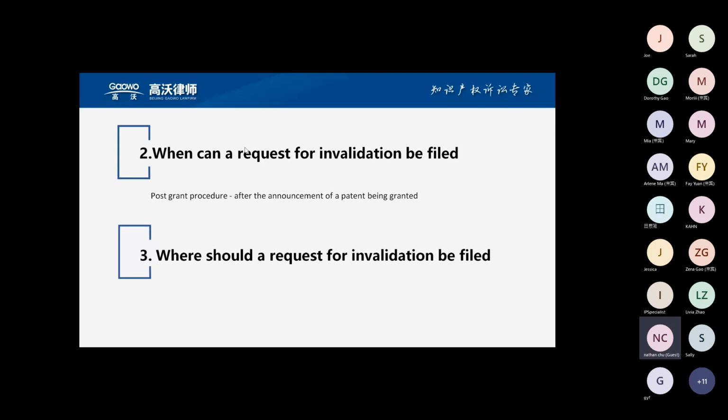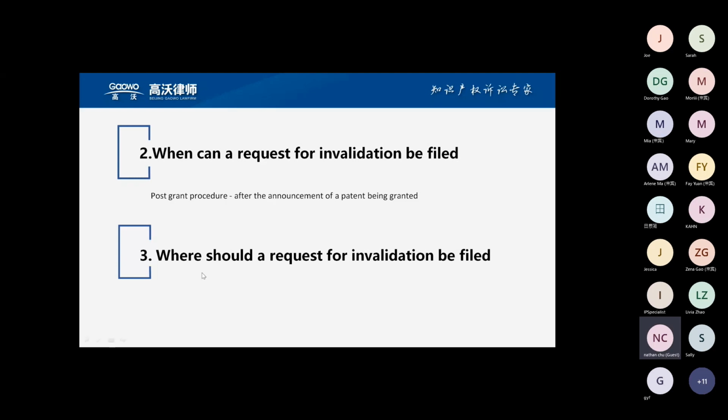For the USPTO, you can only file an IPR after 6 months since the grant date of a patent. You can only file a post-grant review within 9 months since the grant date. But in China, you don't care about that. As long as you file the invalidation request after the announcement of a patent being granted.